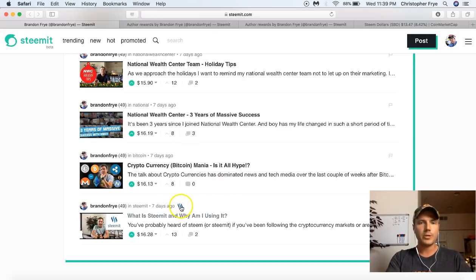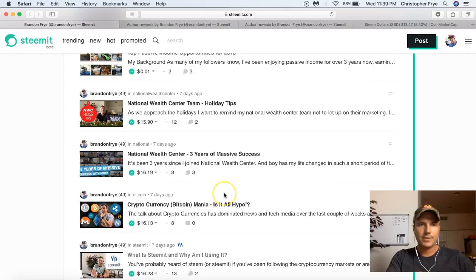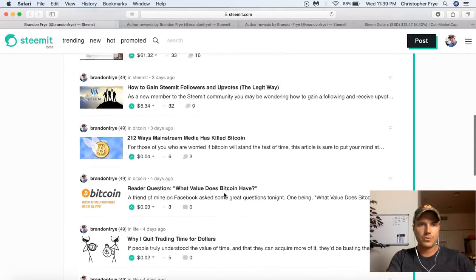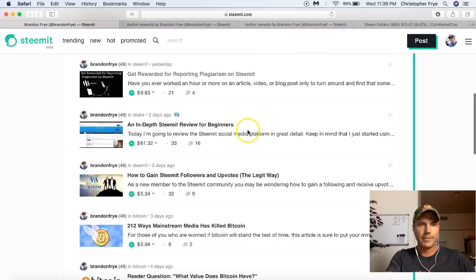But the difference between 100% power up, which is what you'll see right here, and you'll know if you've done any 100% power up, there'll be this little Steem icon next to it, okay? So I've done that once, and I did it twice. I did it another time right here.